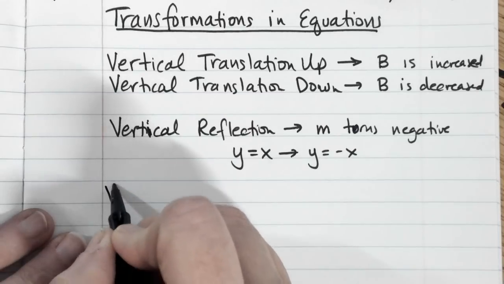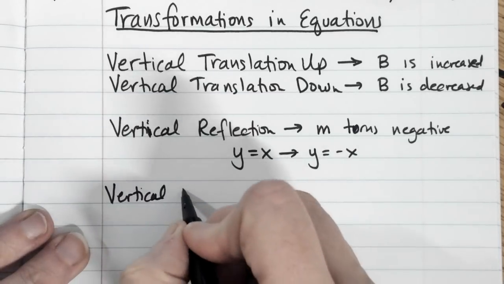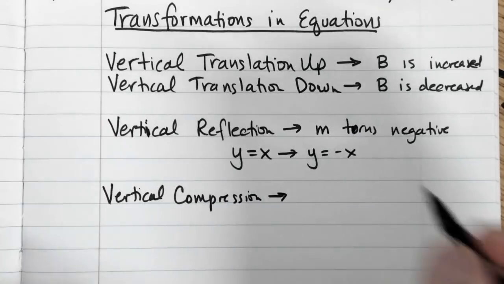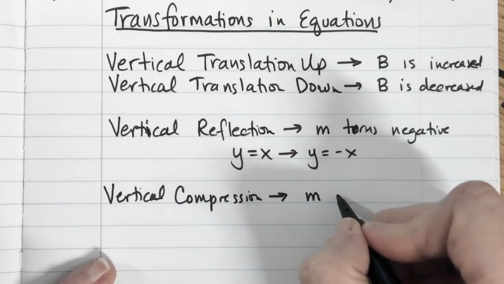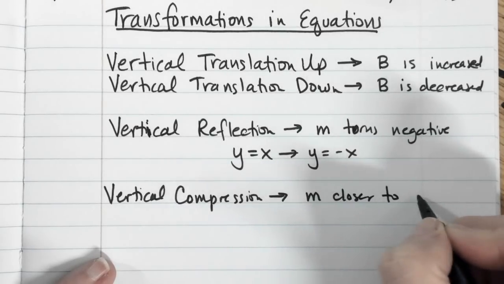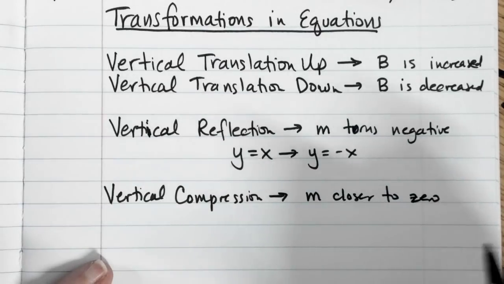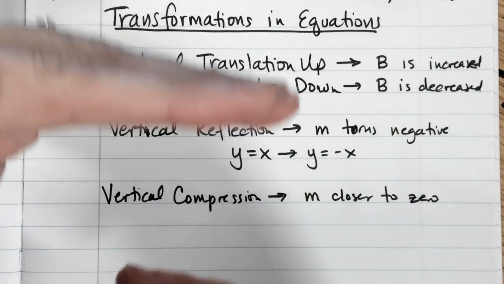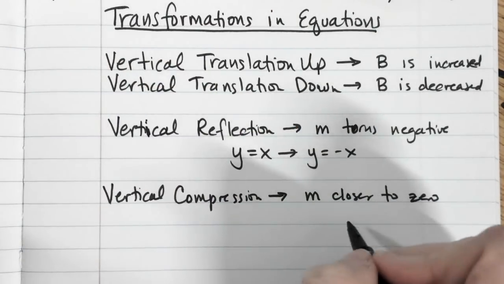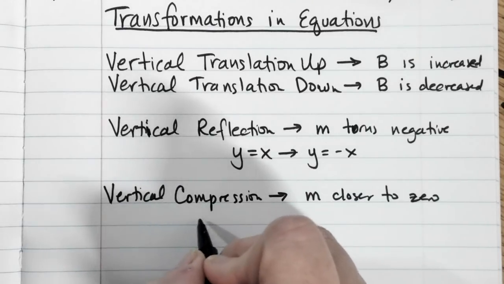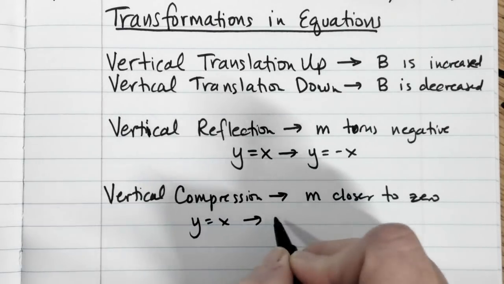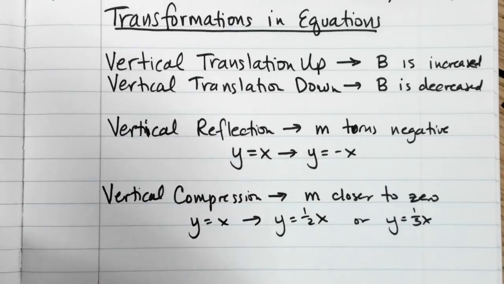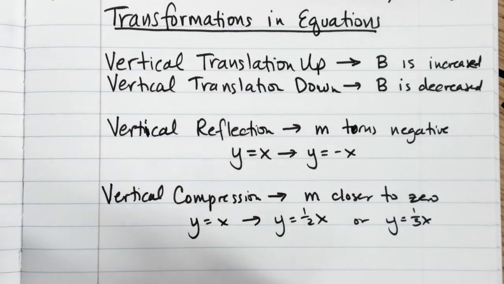Okay? When I have a vertical compression, that's going to make my M closer to 0. So it's going to become a fraction because that means it's getting smaller. My value for my slope is getting smaller because it's getting flatter. It's going to have a smaller M value. For example, if I compressed it, it might go from y equals x into y equals 1/2 x or y equals 1/3 x. My slope is going to get closer and closer to 0.